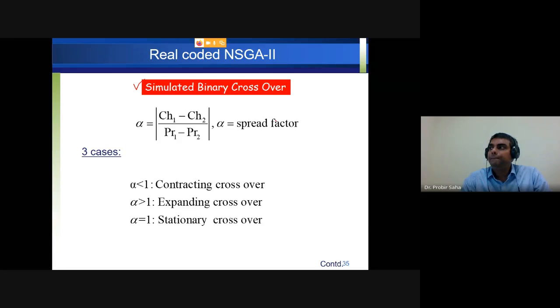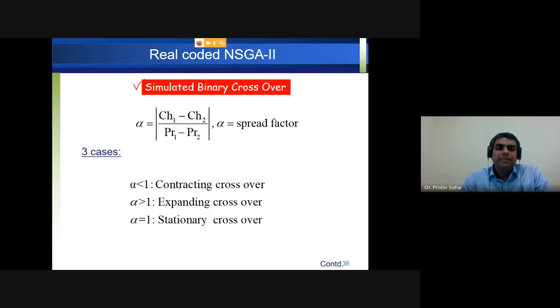Even the crowded comparison operator and crowded tournament selection can also be applied in real coded NSGA2. But what you cannot do is the crossover and mutation, because in binary crossover, exchange of bits is possible between 2 parents. But in real code, how will you do this exchange?